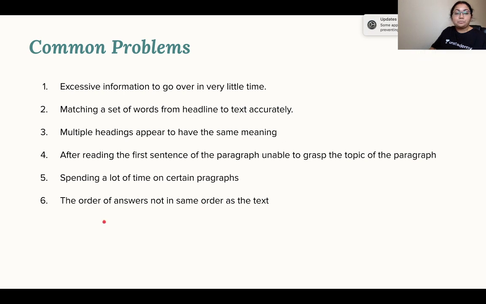All right. The order of answers is not the same as the order of the text. This is one question type where the order of answers will not be the same as the order of the text. So remember. So these are a few common problems that students have reported. And yes, if you have a question type, you should have a problem. If not, you're not doing it right.